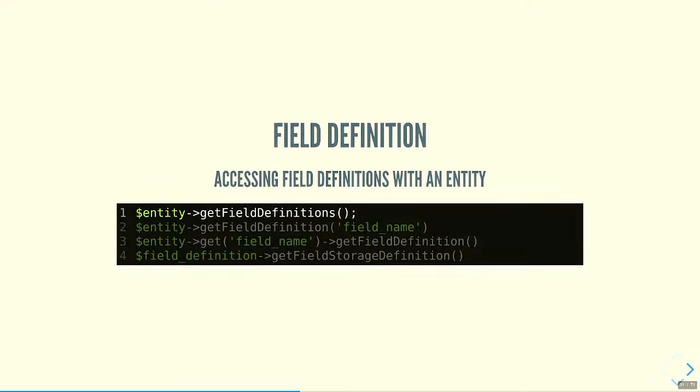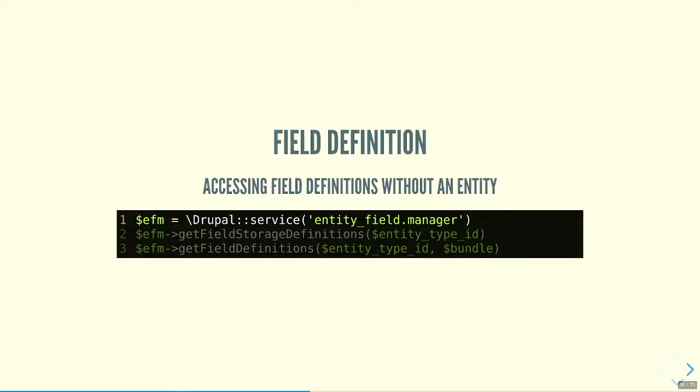And when you have an entity, then you can get those definitions using get field definitions. You can get a specific one for a given field name. You can also get it from the field object. So maybe you just get a field object, maybe you are inside the field object, then you can just do get field definition. And from the field definition, you can get the field storage definition. You can also access field definitions if you don't have an entity. That's the entity field manager, and it has two relevant methods for most cases. That's get field storage definitions, where you pass the entity type like node. And you have get field definitions, where you pass the entity type and the bundle, like for example, node and article.